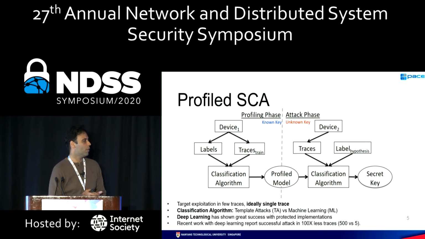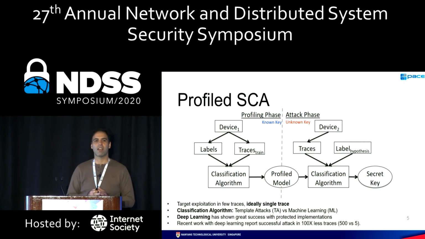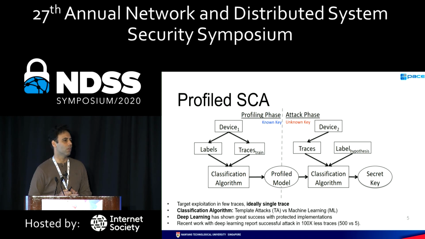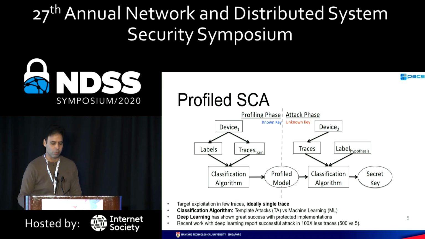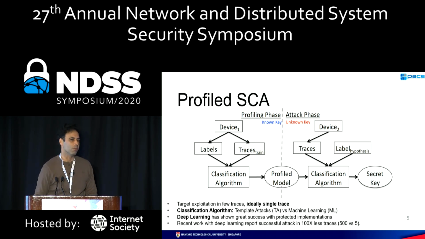And over the years, the classification algorithms have changed. The first algorithm was a template attack, which is quite similar to the QDA machine learning technique. Over the years, we have seen adoption of random forest, support vector machines, and very lately, deep learning algorithms. One advantage of deep learning that has been highlighted in the last couple of years is that these algorithms are quite powerful against protected implementations, where you have some basic countermeasures.